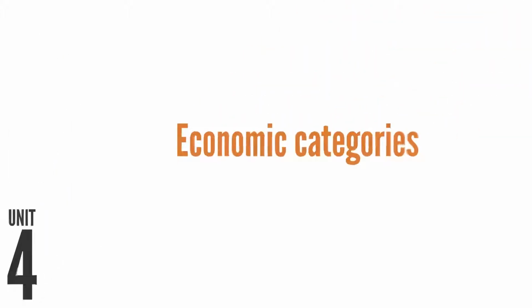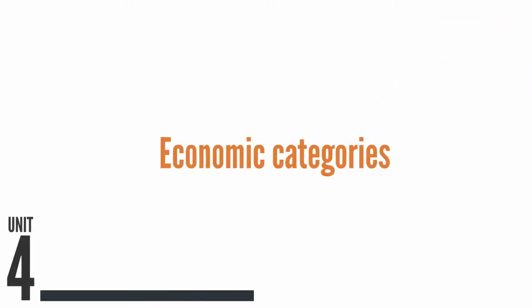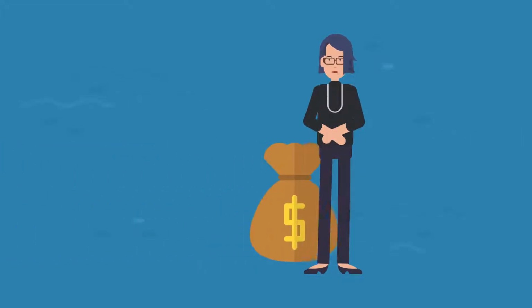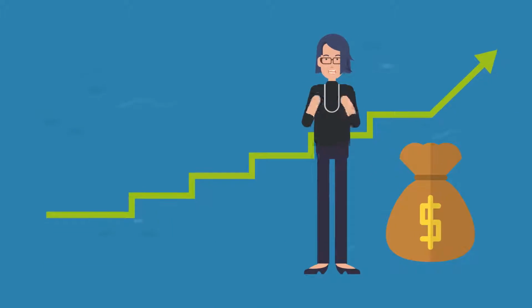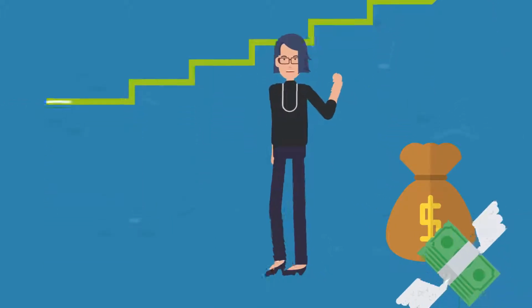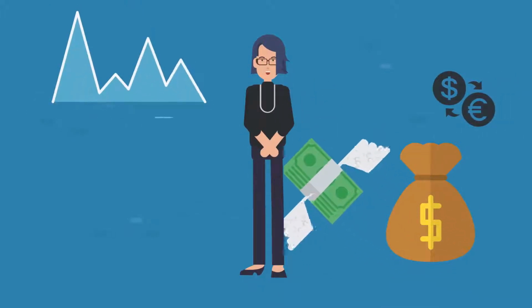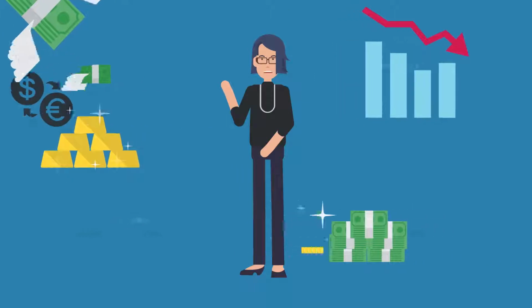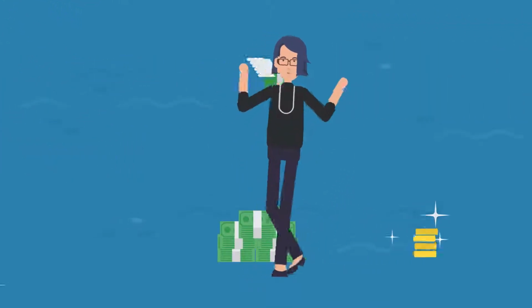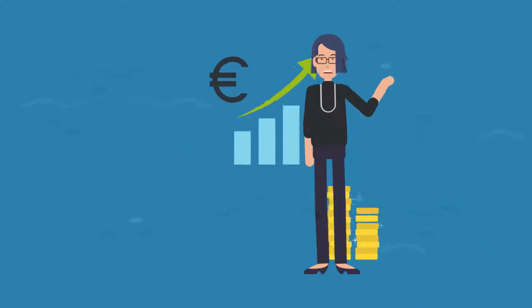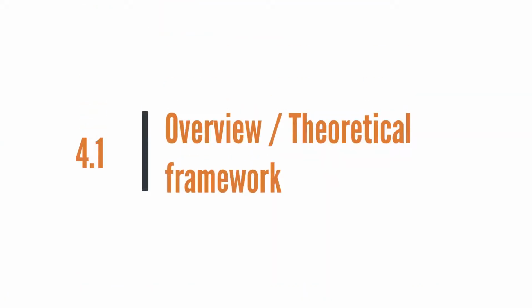Unit 4. Economic Categories. This chapter is designed to introduce concepts of economic categories, their classification and basic features which FDI advisors should be familiarized with. With this knowledge you will become proficient in basic concepts of economic categories. Good identifiers of the characteristics of economic categories and their basic classification.